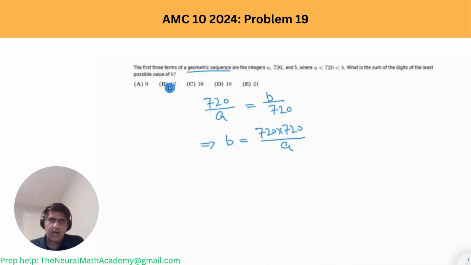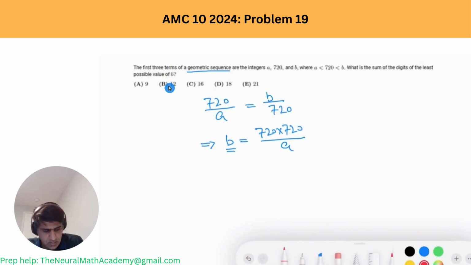And now I have to answer what is the least possible value of b. If we look at this sequence, b is appearing after 720, so it should be greater than 720, right? So in order to get the least possible value for b, a should be small, right? But it should be smaller than 720, and so the b can be the least. So a should be less than 720, but the largest possible value for it, like less than 720.